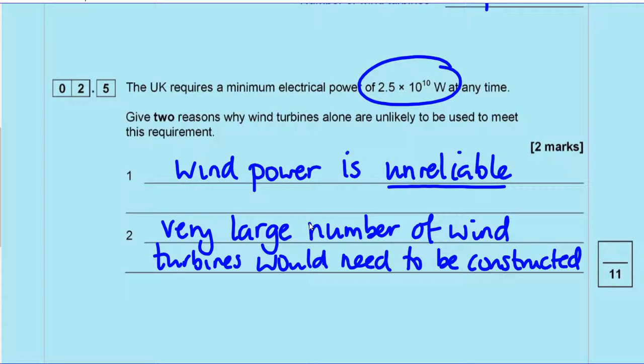So we could get away with saying that in words, or we could actually do a calculation to see exactly how many wind turbines would be needed, and if you did that calculation, it would be something like 15,625. So indeed a very large number.